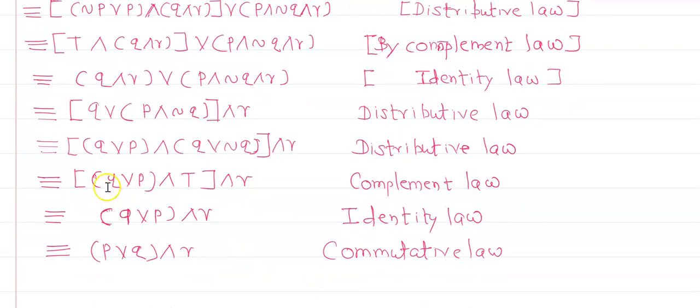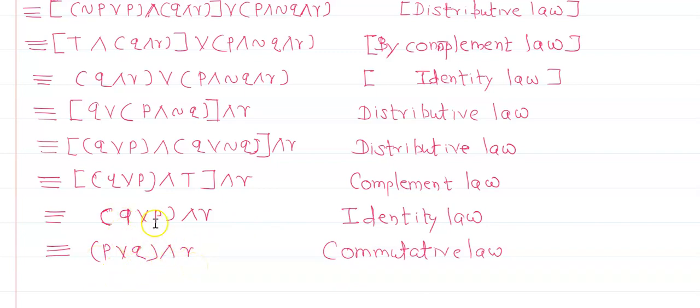And next is Q or P and T, bracket complete, and R. Next is Q or P and R by using the identity law. The value of this bracket depends on Q or P. Therefore, by using the identity law, Q or P and R. And finally, it is written as P or Q and R by using the commutative law.